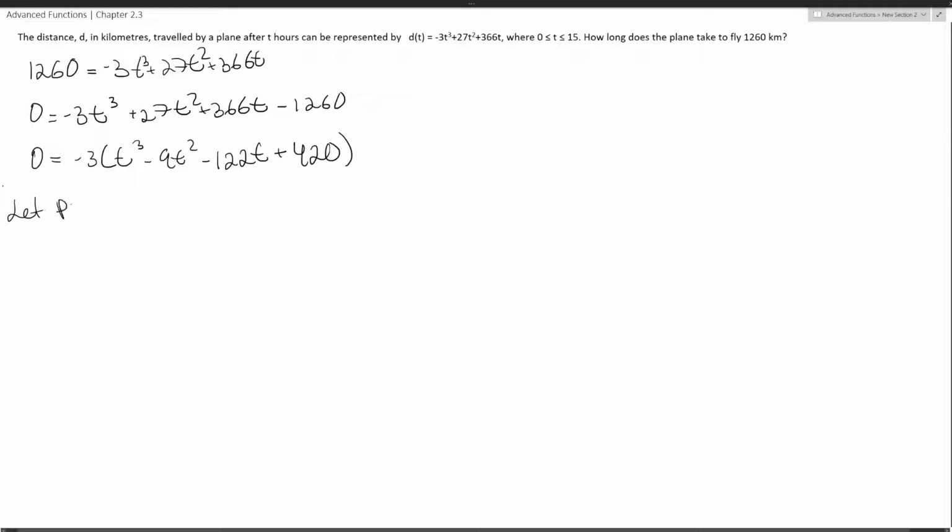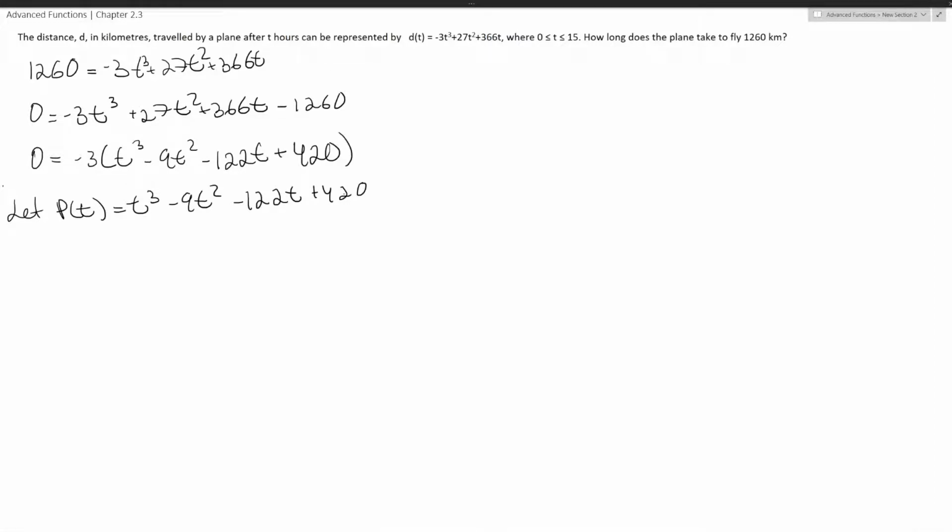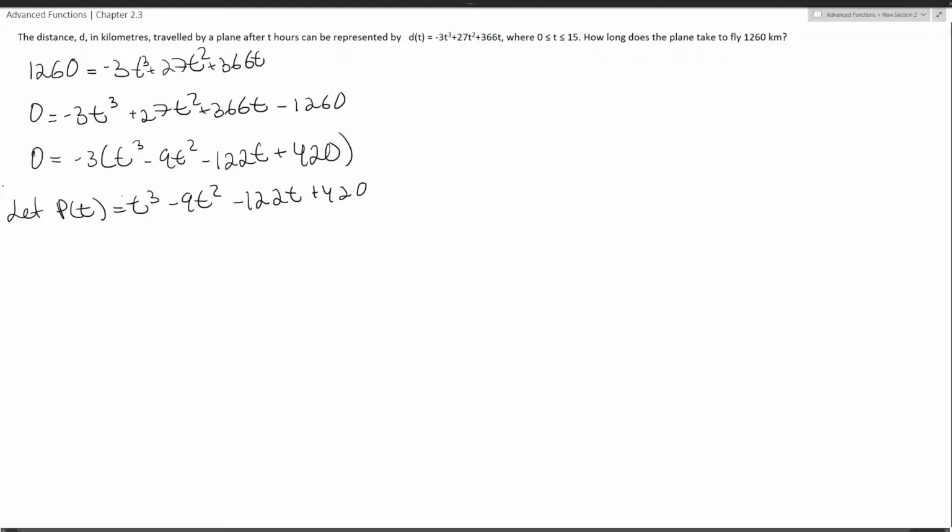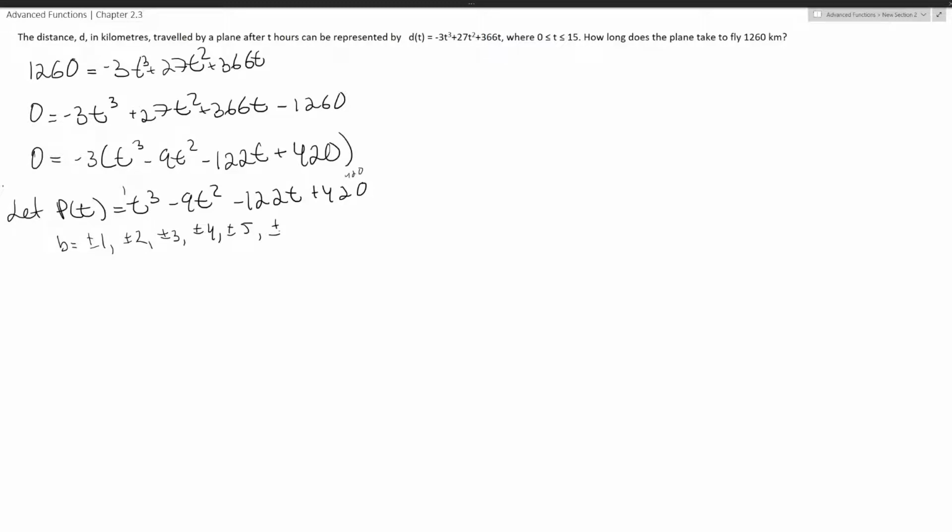So let's say p of x, or p of t, equals that. From here, we have to apply the factor theorem to find for which values of t will p of t equal 0. So we can see already that we have a 1 over here and 420, so we need to find the factors of 420. So b could equal plus minus 1, plus minus 2, plus minus 3, plus minus 4, plus minus 5, plus minus, what else? 420, that's a big number. What you could do is always stop at the midway point. So as soon as we reach 210, that's not the middle, so we have to keep going backwards.